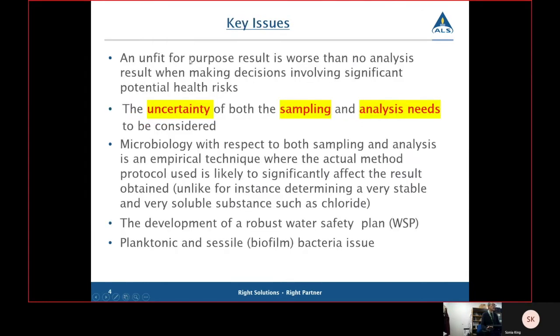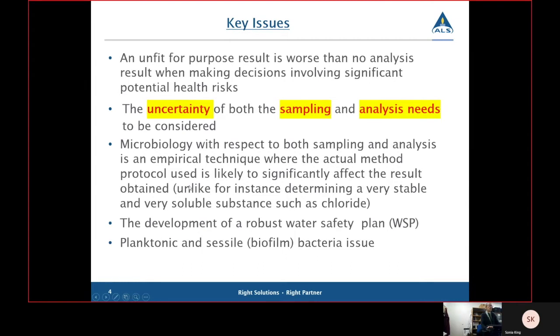Key issues. An unfit for purpose result is worse than no analysis result when making decisions involving significant potential health risks. The uncertainty of both the sampling and the analysis needs to be considered. Microbiology, with respect to both sampling and analysis, is an empirical technique where the actual method protocol used is likely to lead to significantly different results.